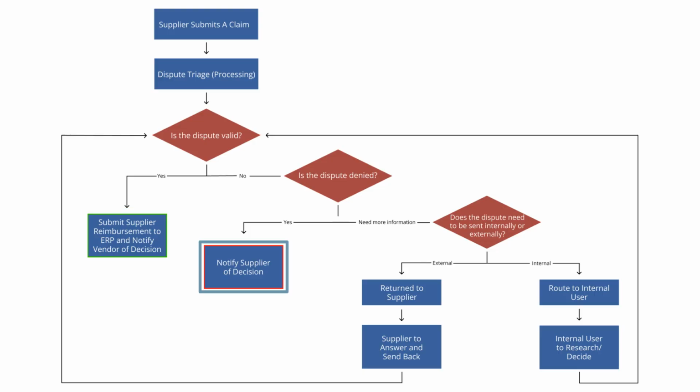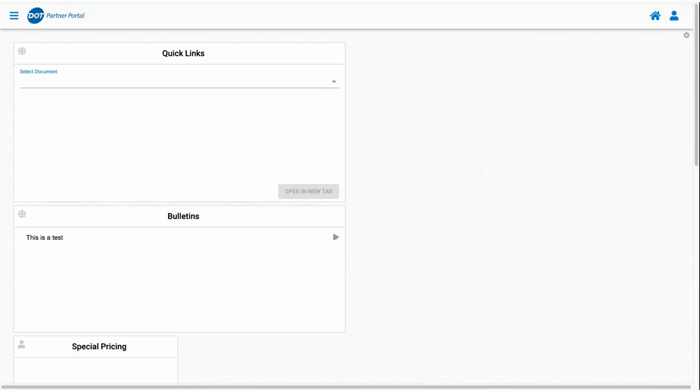If the dispute is denied, the supplier will be notified via email. If additional information is needed from the vendor, it can be routed back through the portal. Once the vendor replies, the dispute will go back to the step that requested the information. Finally, the dispute can be routed internally for additional research. Once this is done, the system can help determine what's next.